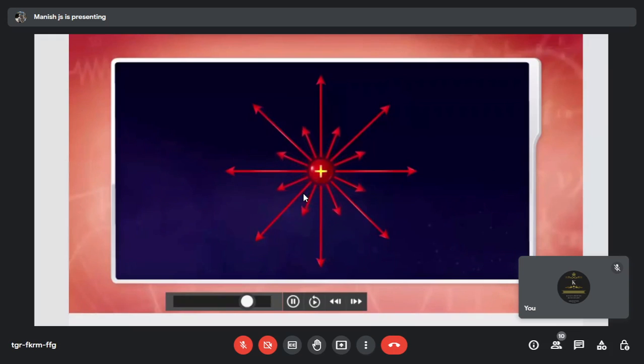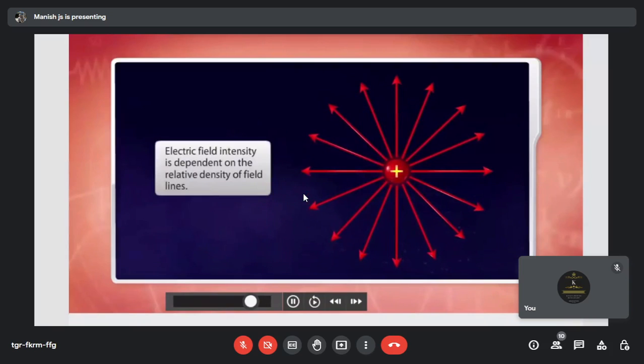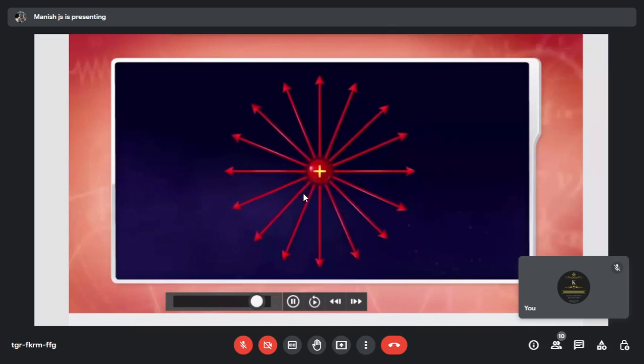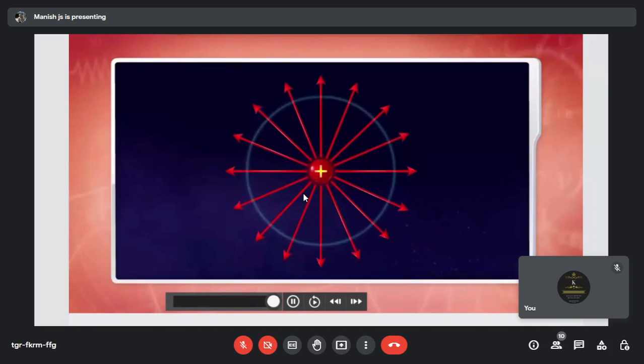You may draw more number of lines, but the electric field intensity is dependent only on the relative density of field lines. Simply speaking, the electric field at a point is relatively stronger if the field lines are more crowded near an area under consideration. The electric field lines are more crowded near a charge compared to a region away from the charge, indicating that the electric field intensity decreases as we move away from the charge.